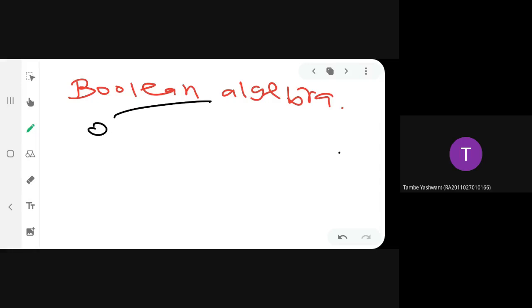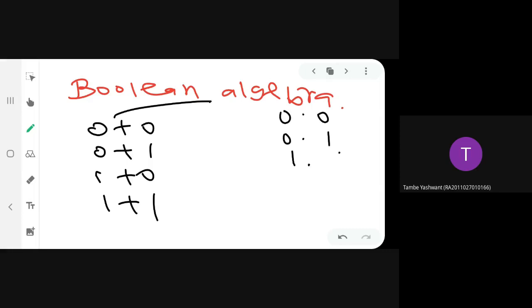So 0 plus 0, 0 plus 1, 1 plus 0, 1 plus 1, and 0 dot 0, 0 dot 1, 1 dot 0, and 1 dot 1.